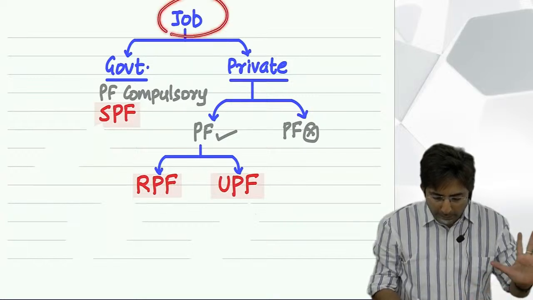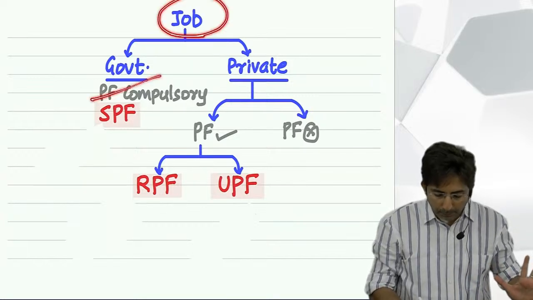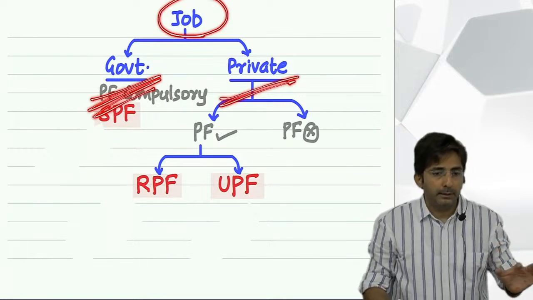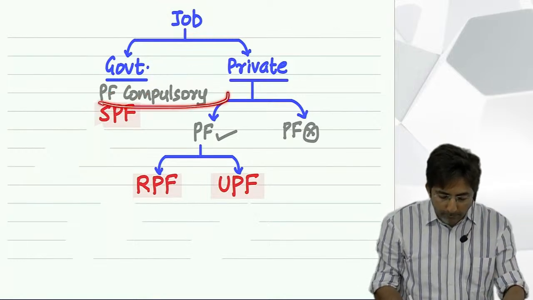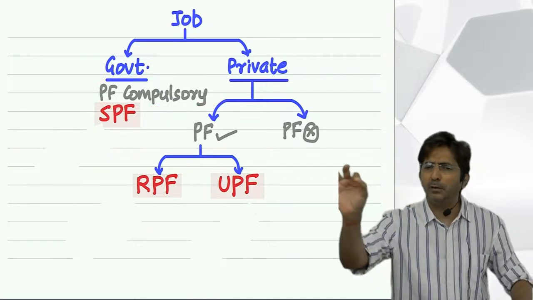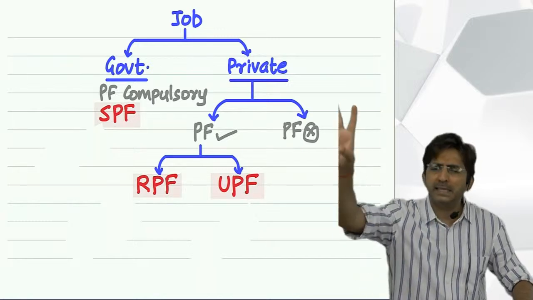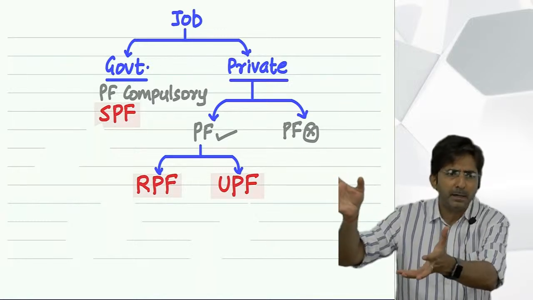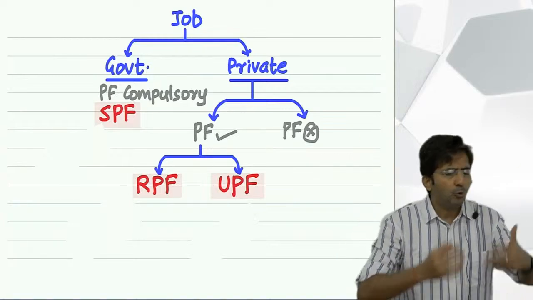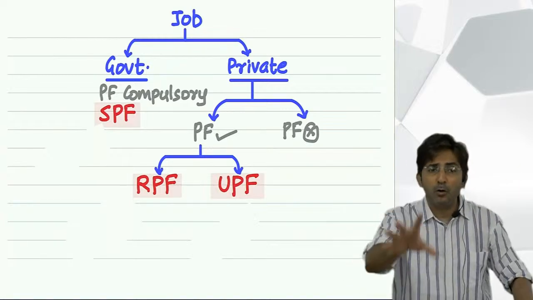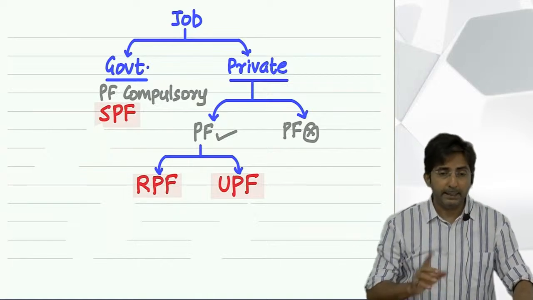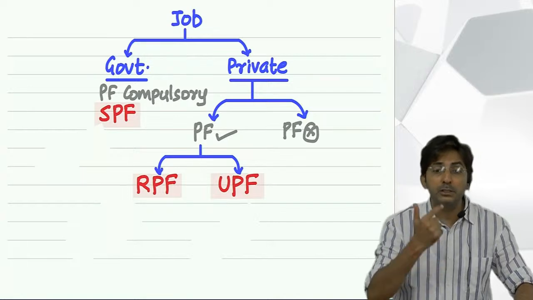There are broadly 2 types of job. Some people do government service, some people do private jobs. In government service, Provident Fund is compulsory. Means any department of government you work in, the income tax department, the customs department, anywhere. In government service, Provident Fund is always there. And if something is compulsory, it is called statutory.